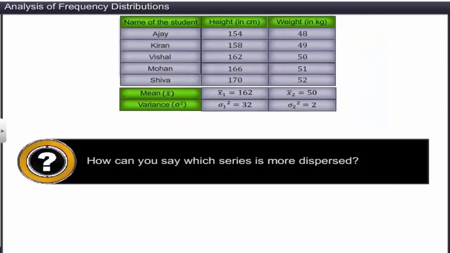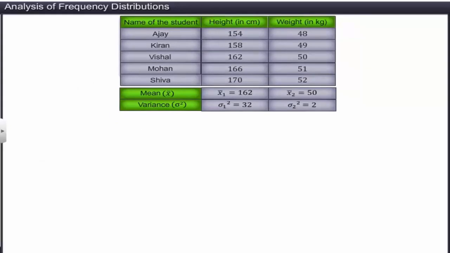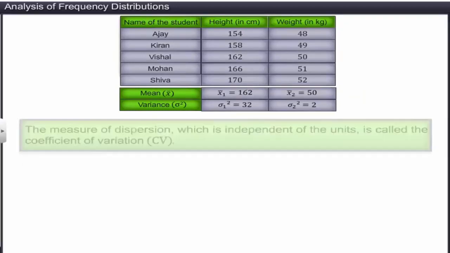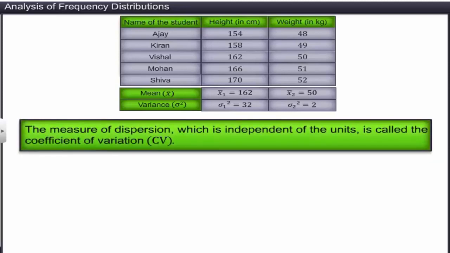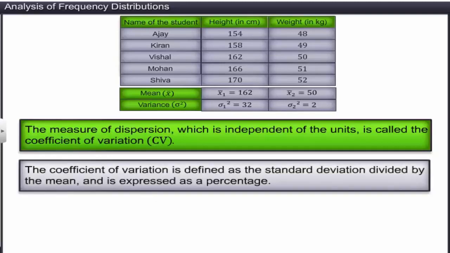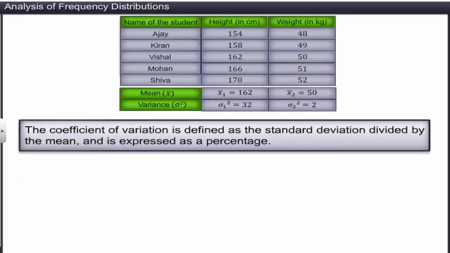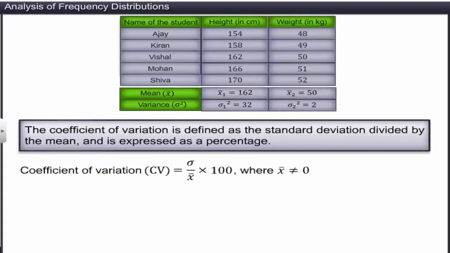How can you say which series is more dispersed? We cannot say which series is more dispersed on the basis of the variance. In such cases, we use another measure that is independent of the units. The measure of dispersion independent of the units is called the coefficient of variation, or CV. It is defined as the standard deviation divided by the mean, and is expressed as a percentage. Here, sigma is the standard deviation and x bar is the mean.